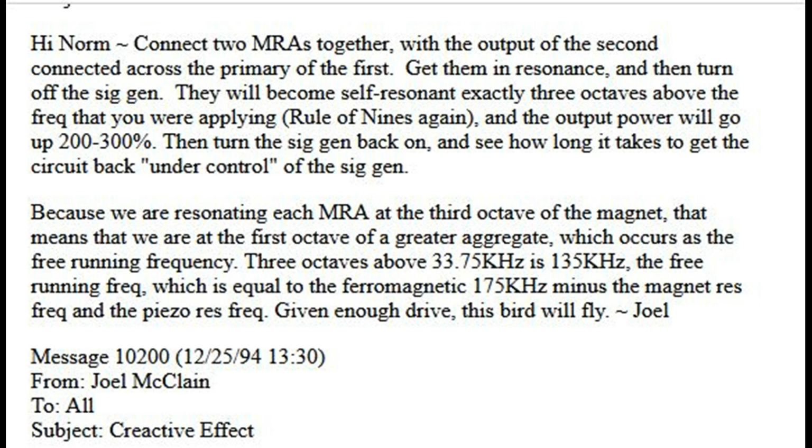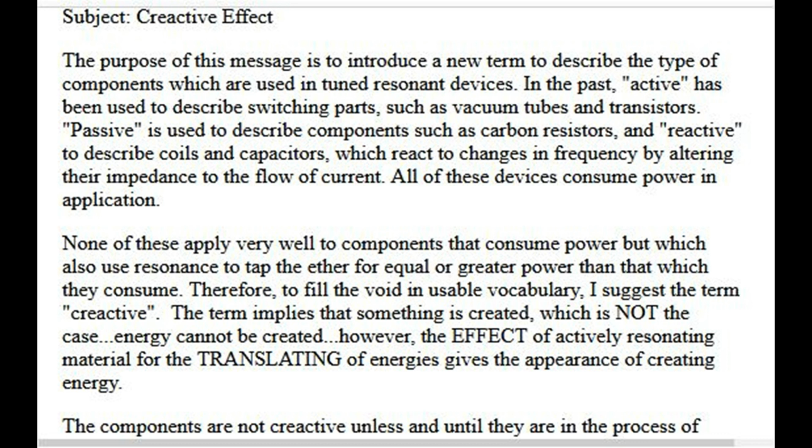Joel. Message 10200, December 25, 94, 1330. From Joel McLean to All. Subject, Creative effect. The purpose of this message is to introduce a new term to describe the type of components which are used in tuned resonant devices.